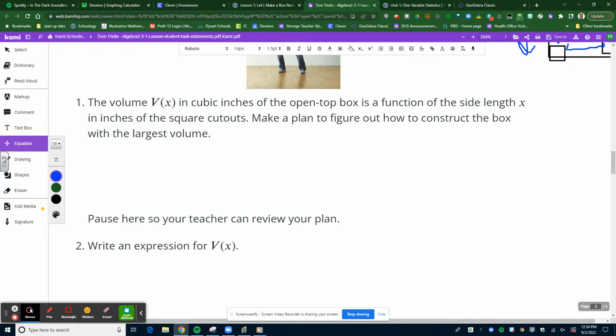Okay? So the volume of an open top box is the side length, which is your height, times your width, times your length. Make a plan to figure out how to construct a box with the largest volume. Go ahead and take a few minutes to do that.